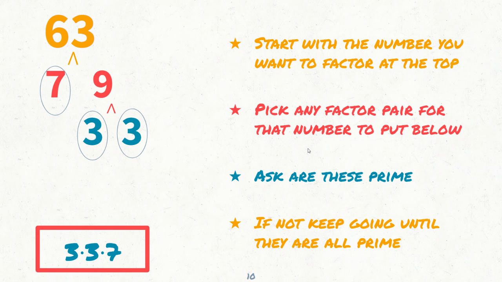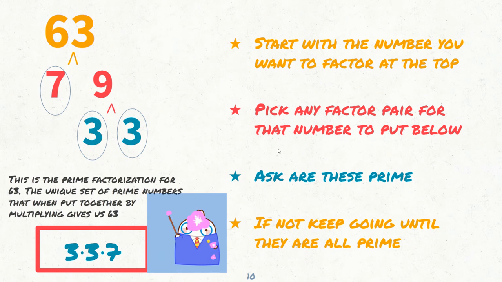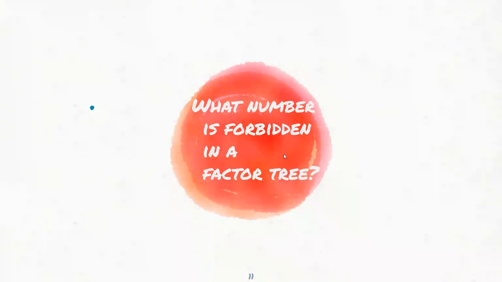Just like if you have 2 hydrogens and 1 oxygen, you have H2O. That's the makeup of water. That's the molecular makeup of water. This is how we make a 63 with prime factors. It's the unique set of prime numbers that, when put together through multiplication, gives us 63.